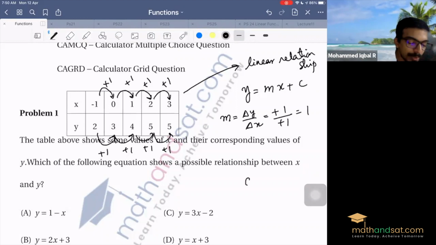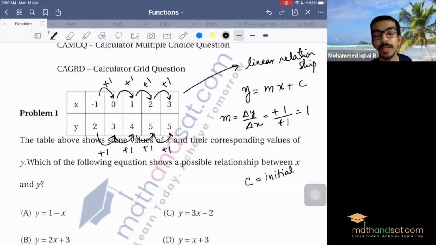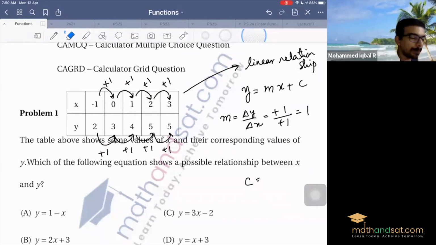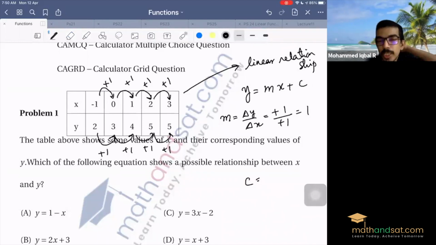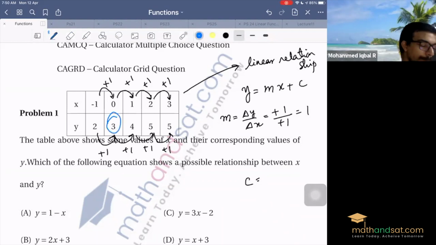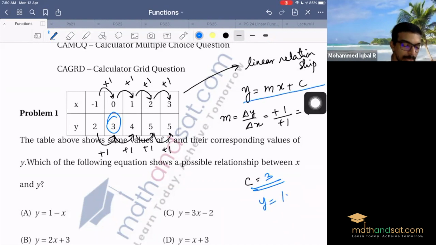And your c value is the initial value. Initial value means the output when input is 0. The output corresponding to 0 input is your c value. So c value is this number, because that is the output corresponding to 0 input. So c is equal to 3. So from y is equal to mx plus c, you have 1 times x plus 3. So you have y is equal to x plus 3.